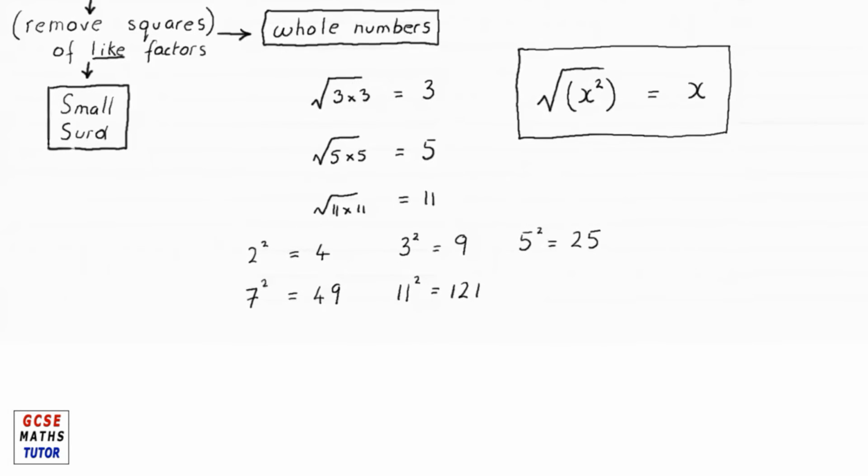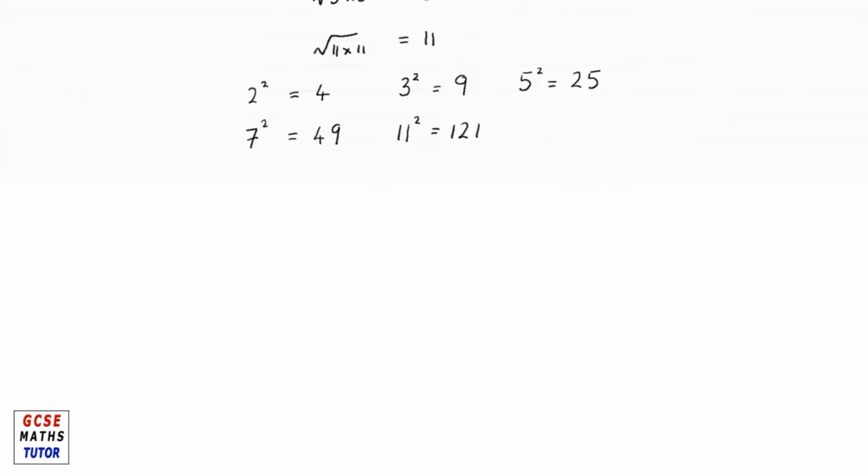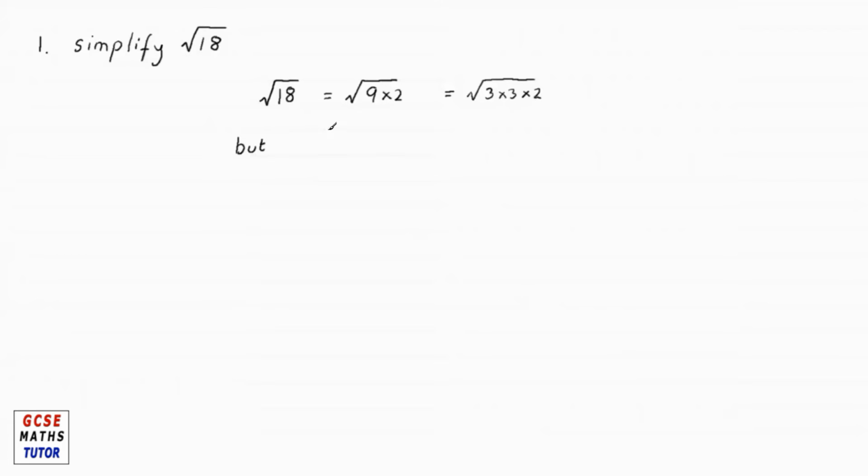So let's get started. Looking at some worked examples will help you get the hang of things. Example number 1. Simplify the square root of 18. The square root of 18 equals the square root of 9 times 2, which equals the square root of 3 times 3 times 2. But the square root of 3 times 3 equals 3.